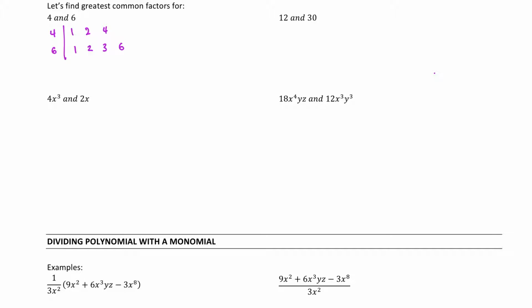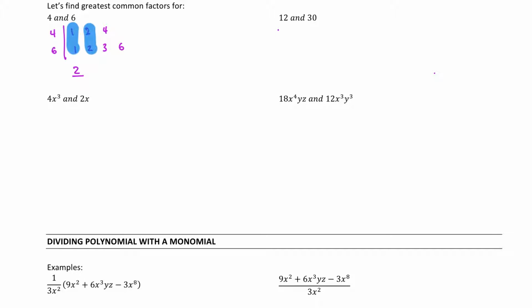Because 4 can be divided by 1, it can be divided by 2 to get 2, and it can be divided by 4 to get a whole number, which is 1. 6 can be divided by 1 to give us 6, by 2 to give us 3, by 3 to give us 2, and by 6 to give us 1. Now, looking at the greatest common factor, we can see that we have 1 and we have 2, and the greatest common factor in this case is just 2.